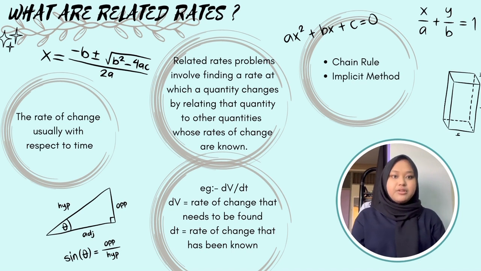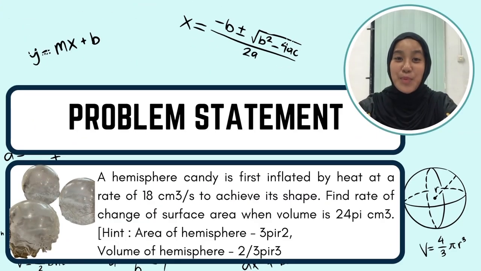The chain rule method is usually used for finding the derivative of composite functions. For the implicit method, sometimes functions are not given in the form of y = f(x). The function is given in a more complicated form, in which it is more difficult to express y in terms of x. Next is the problem statement.